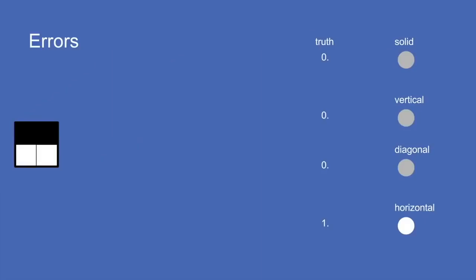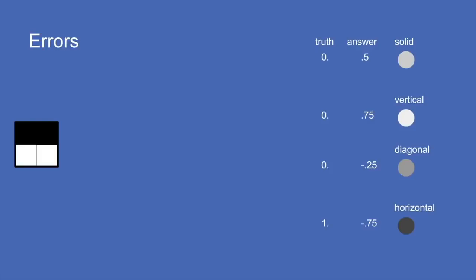Now, neural networks usually aren't that good, not that clean. So there's a notion of, with an input, what is truth? In this case, the truth is this has a 0 for all of these values, but a 1 for horizontal. It's not solid, it's not vertical, it's not diagonal. Yes, it is horizontal. An arbitrary neural network will give answers that are not exactly truth.